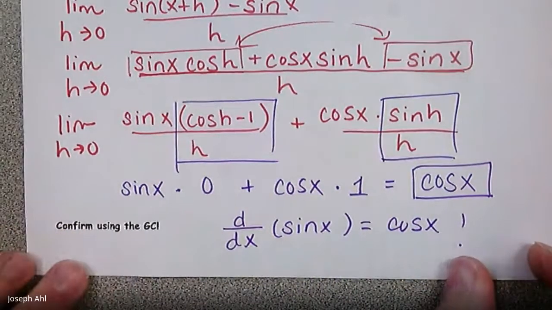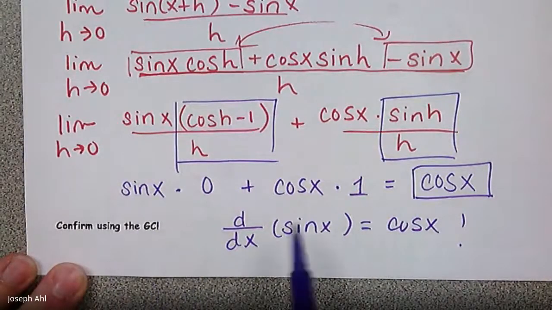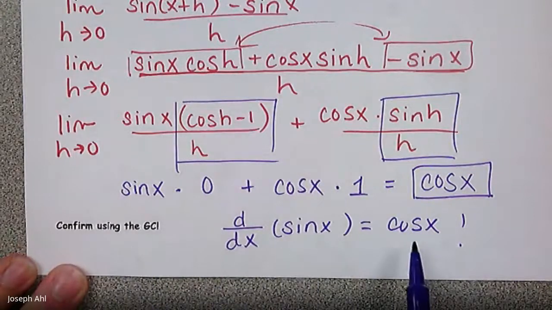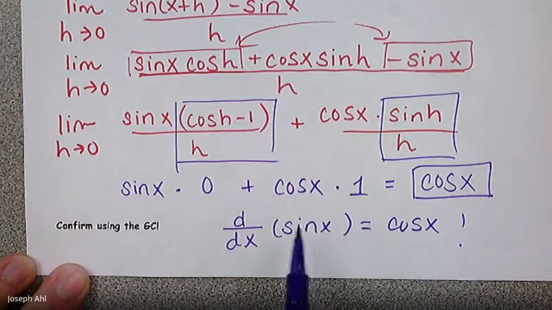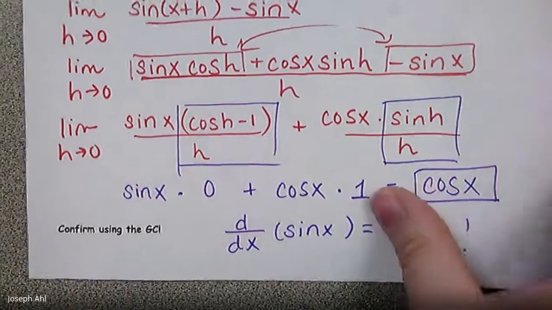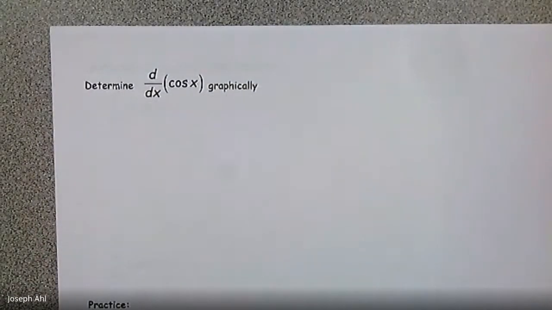Pretty fantastic. I want you to see if you can on your own confirm using the calculator that that makes sense. But we're actually going to use the calculator in the next problem to find the derivative of cosine. So if the derivative of sine is cos, what do you think about the derivative of cos? Is it sine? I don't know. Let's find out. Okay, let's do it graphically though, just to kind of save us some time.